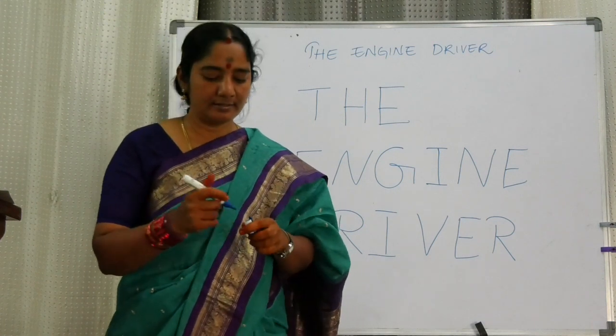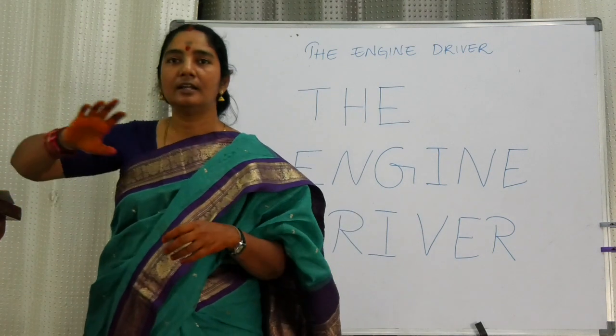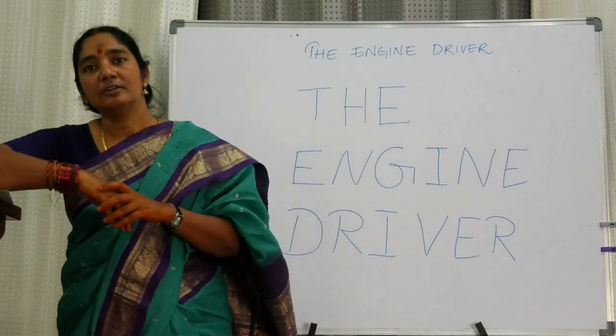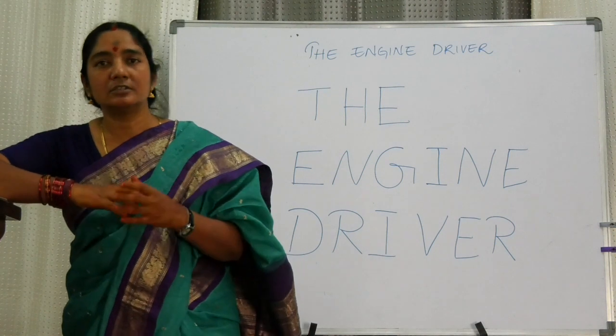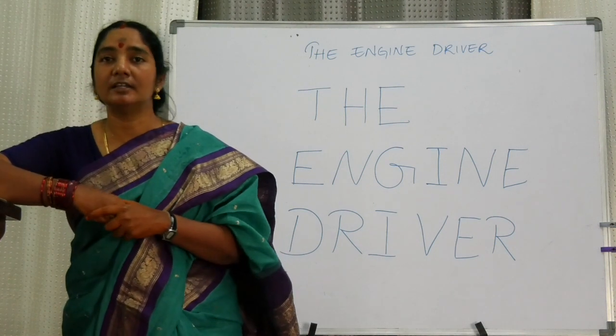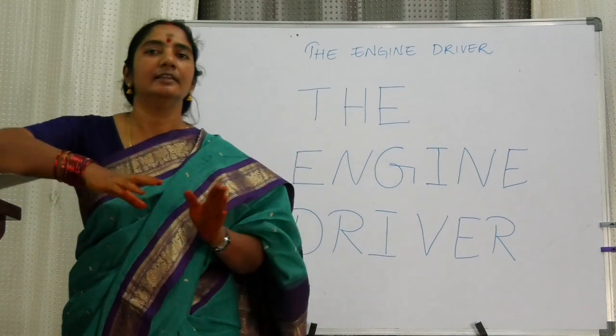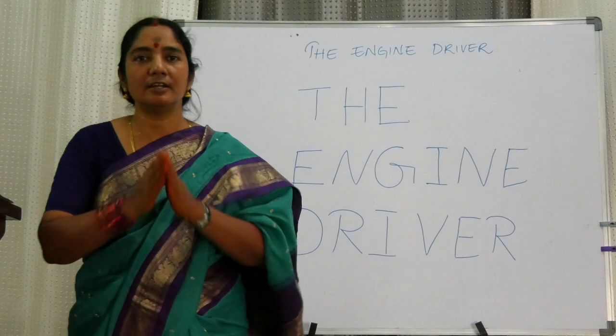So, my dear friends, we have different types of trains: steam engines, electric trains. Today, we have the most developed trains. There are bullet trains which go at a high speed. So, I think today we have discussed something about trains. Thank you very much, my dear friends. Please try to enjoy the class.